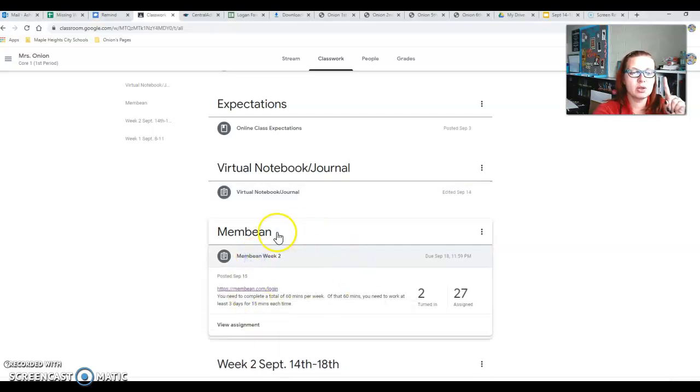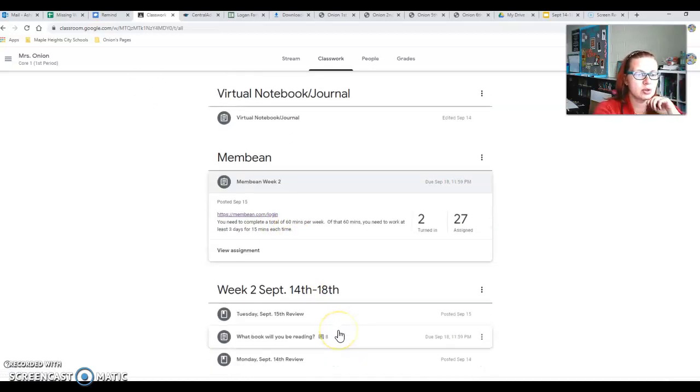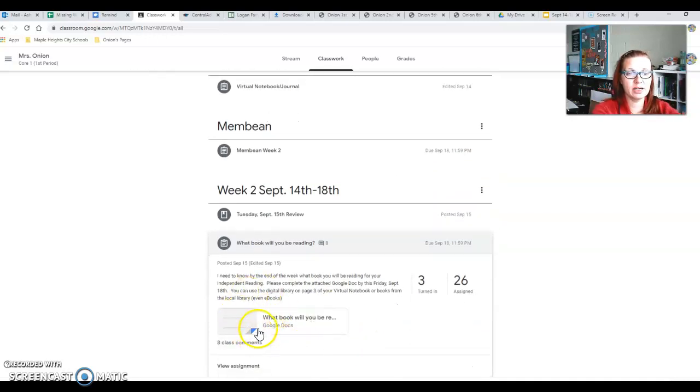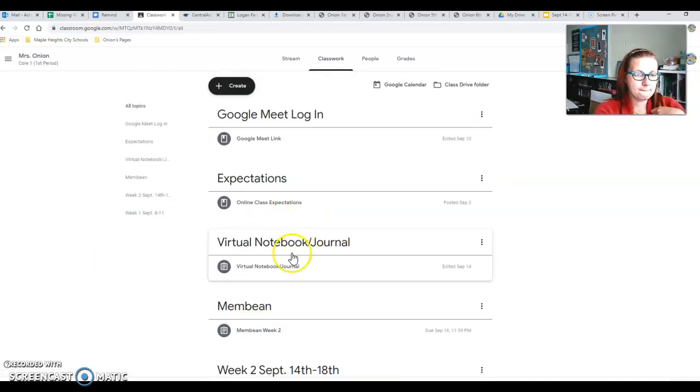First is Membeam, your hours are due on Friday. Make sure you're also doing this well with fidelity. I also get alerts if you're just quick guessing and not trying. No bueno. So make sure you're putting the effort in for that. I also need the what will you be reading as well.